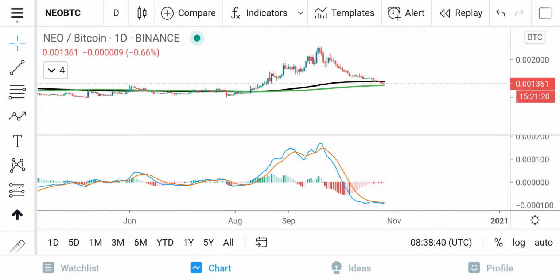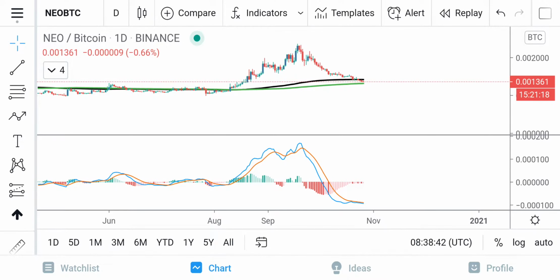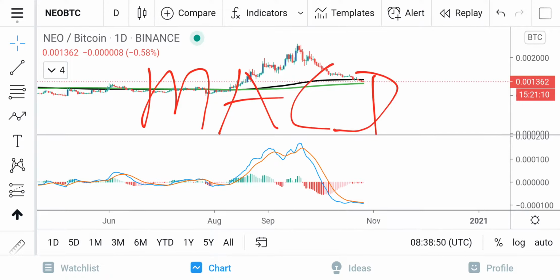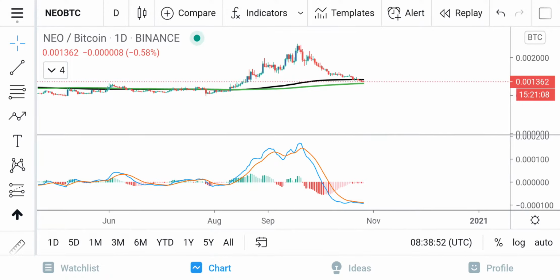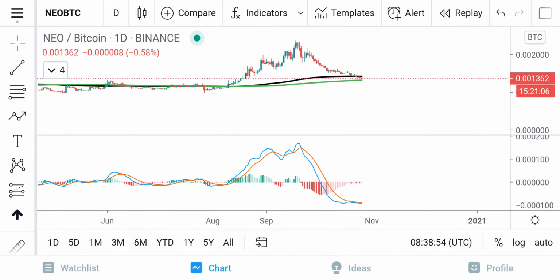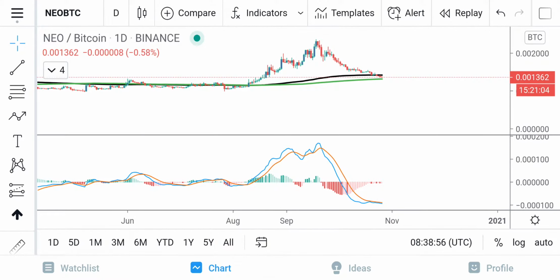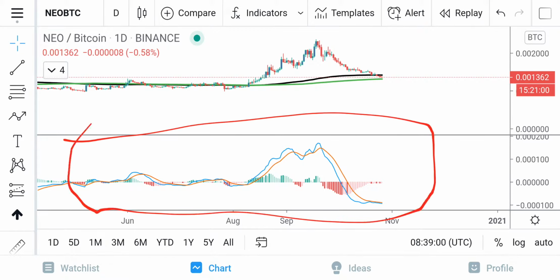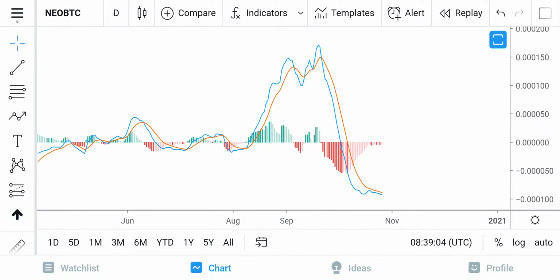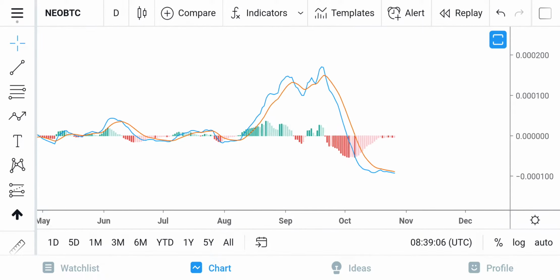Hello everyone. I'm going to use this video to explain the MACD indicator. This indicator measures momentum in the market. It tells you when buyers or sellers are in control of the market. This is what you are going to see after adding this indicator, and there are three components to it.